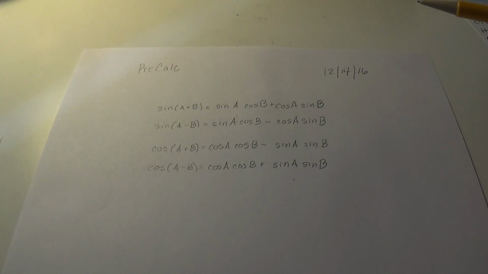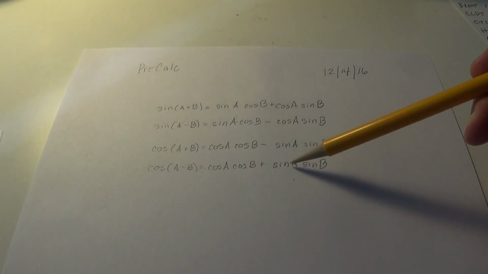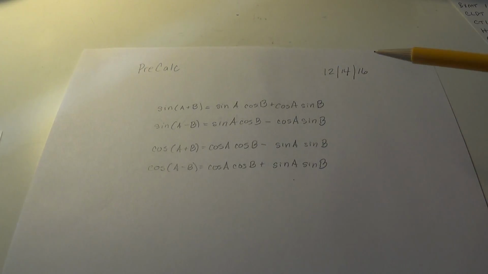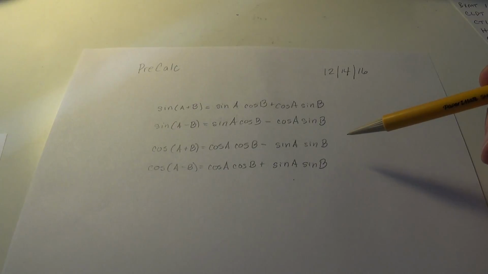Let me go ahead and, if you would, just pause for a minute and write down the 4 basic sum and difference IDs that we've already had and hopefully are becoming memorized. So go ahead and write those down. And then we're going to conduct a process which will give us 4 more trig IDs.